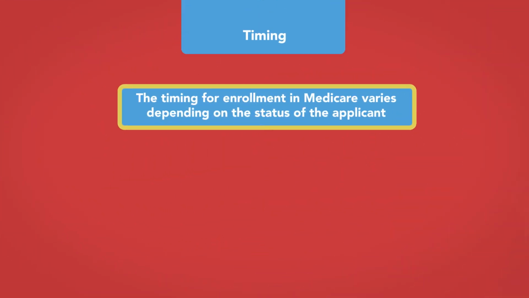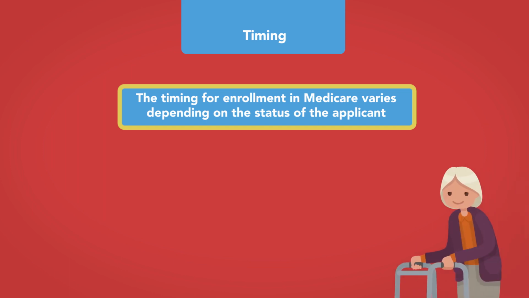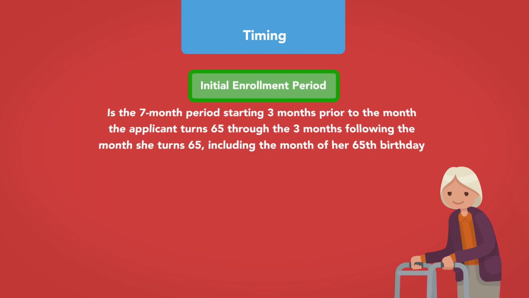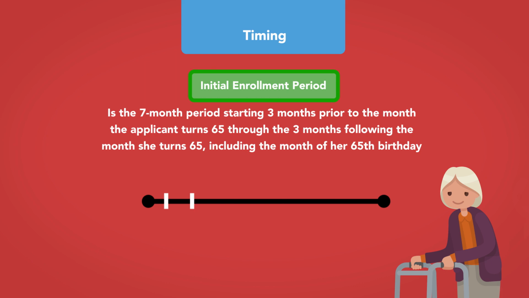The timing for enrollment in Medicare varies depending on the status of the applicant. Those who are not automatically enrolled in free Part A can sign up for it during the initial enrollment period. This is the 7-month period that starts 3 months prior to the month that the applicant turns 65 and ends 3 months following the month that she turns 65, including the month of her 65th birthday.